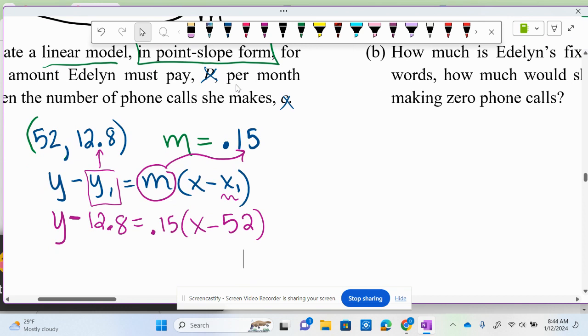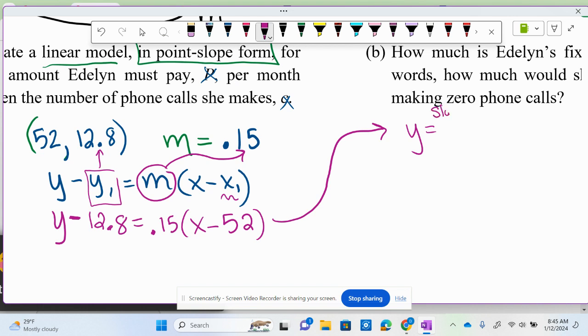So the reason we're asked to put it in point slope form is because it wants us to find that fixed charge, how much she pays for the plan in addition to the cost per number of calls. So really what we have to do with this equation is put it in what form? Because I need to find B. What form do I put this in if I'm trying to find B? Yeah, good job, you guys. I need to put it in slope intercept form.